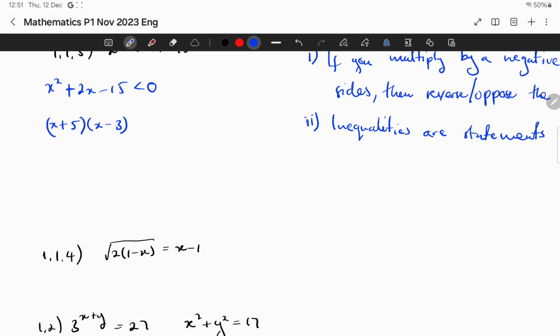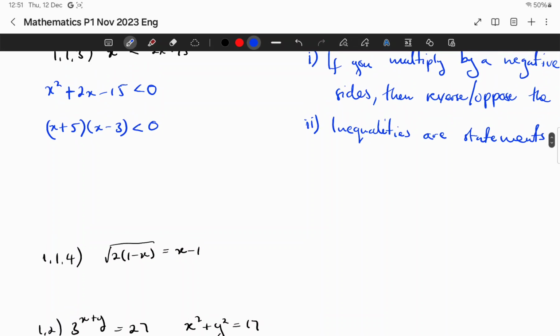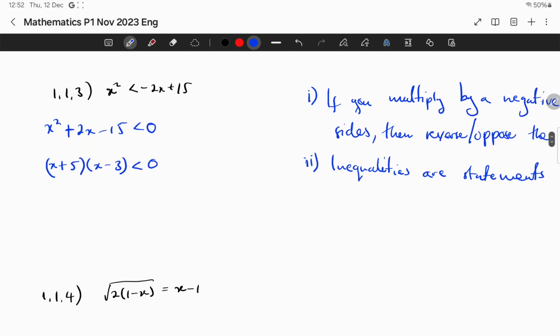X 5 minus 3 is 2. 5 times negative 3 is negative 15, right? This is the factored inequality. Now we have the factored inequality. Now what we want to think of is the equation that we were given, that we simplified in the beginning, x squared plus 2x minus 15.